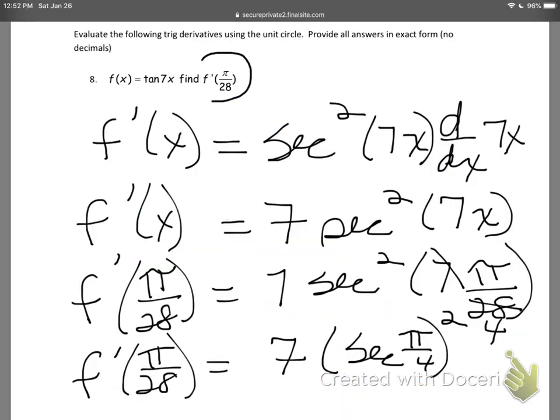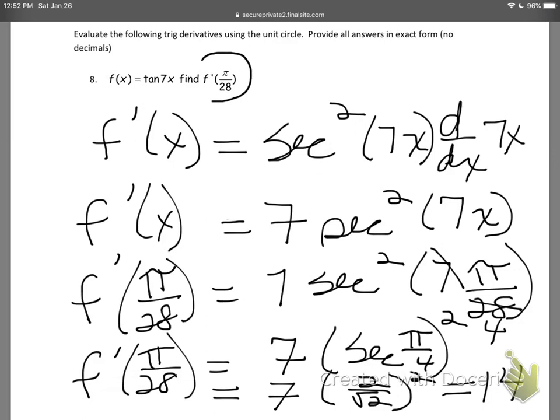So let me go back and let's plug that in. So this is going to be 7. This expression is going to be 2 over root 2. And then I'm going to square it. So if you square 2 over root 2, don't you get 4 over 2, which is just 2. And 2 times 7 equals 14, and we're done.